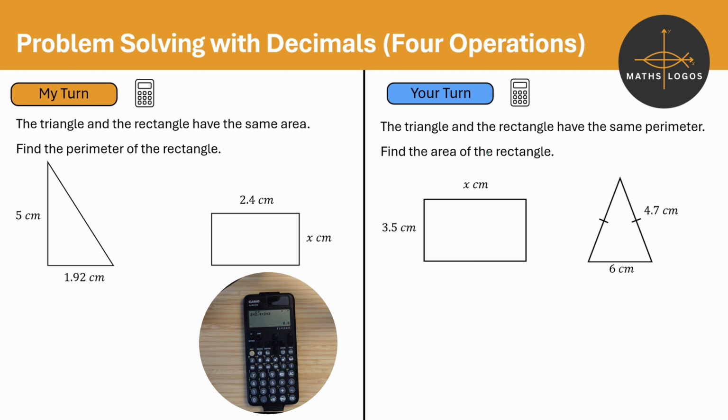Okay, let's go through it. The triangle and the rectangle have the same perimeter, so not the same area, but the same perimeter this time. Find the area of the rectangle.